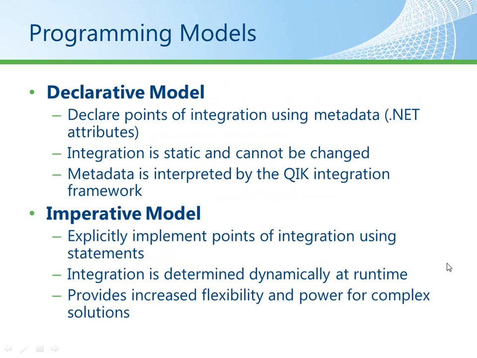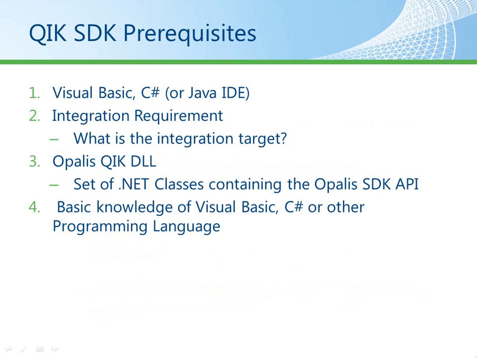There are two programming models available in the QIK SDK, the declarative model and the imperative model. In the declarative model, you declare points of integration using metadata, or .NET attributes. The integration is static and cannot be changed, and the metadata is interpreted by the QIK integration framework. In the imperative model, you get to explicitly implement points of integration using statements. Integration is determined dynamically at runtime, and this provides increased flexibility and power for complex solutions.